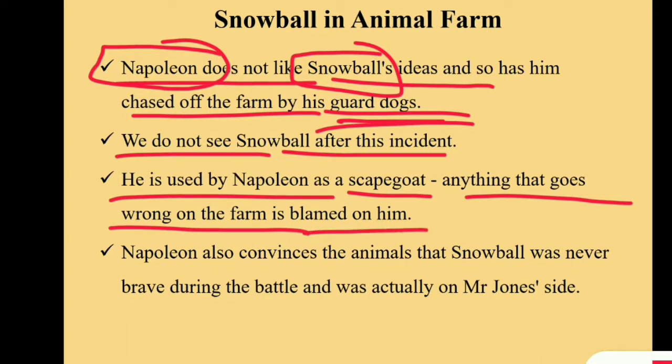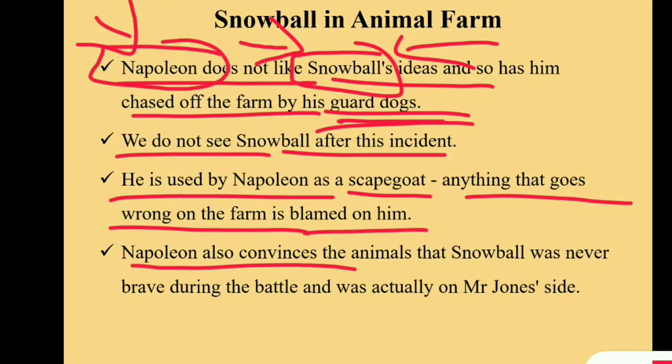Here, even when he was not present on the farm, because Napoleon himself had chased him away, whatever wrong thing happened, Napoleon used to put it upon Snowball. Okay, because of this particular animal, the condition of Animal Farm is bad. It is deteriorating. Anything used to happen, and Napoleon used to blame him.